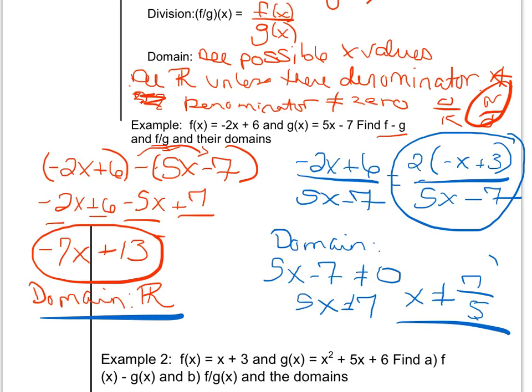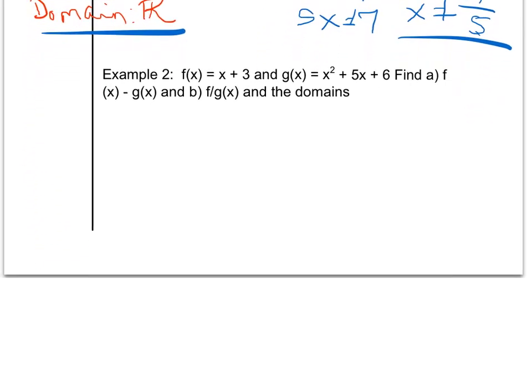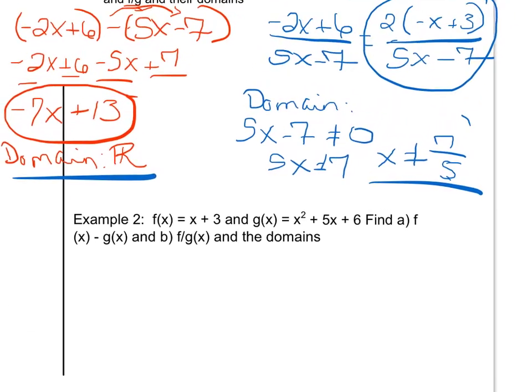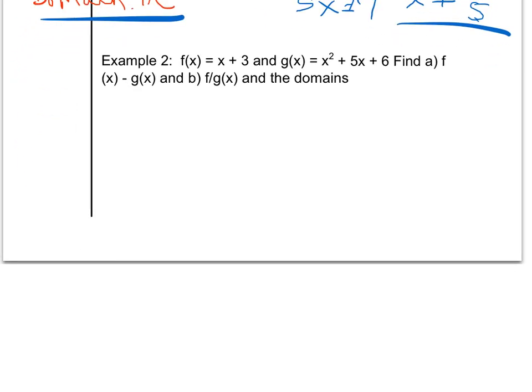Like I said, I do have a total of 3 examples and then one for you to try as homework. So moving on to example 2. Now I'm asked to find very similar f of x minus g of x and f over g of x. So notice that now the other one looked a little bit different, but they're still asking the same thing. This would be a really good one since we just did one like this if you did want to pause it and try one on your own.